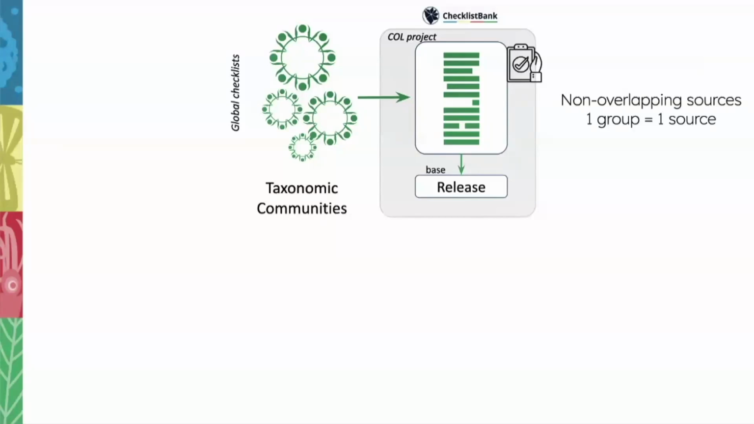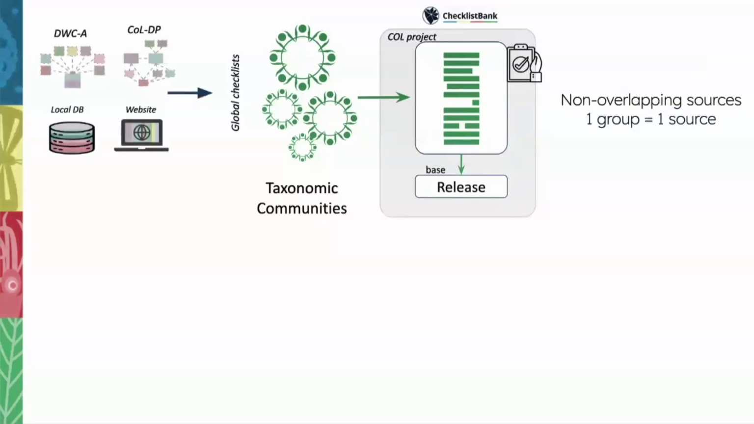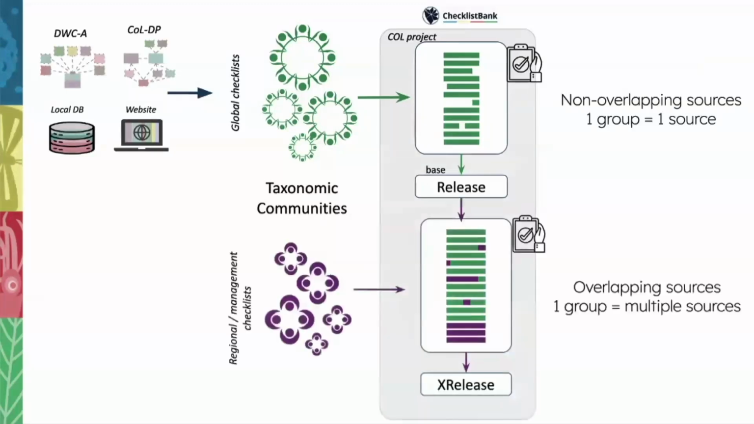We gather this information through ChecklistBank, and the information comes in different formats, Darwin Core, ColDP, or even through different transformation pipelines. Nevertheless, to address the gaps that I mentioned just before, we actually need to include even more checklists. And there are a lot of taxonomic communities producing this kind of information.